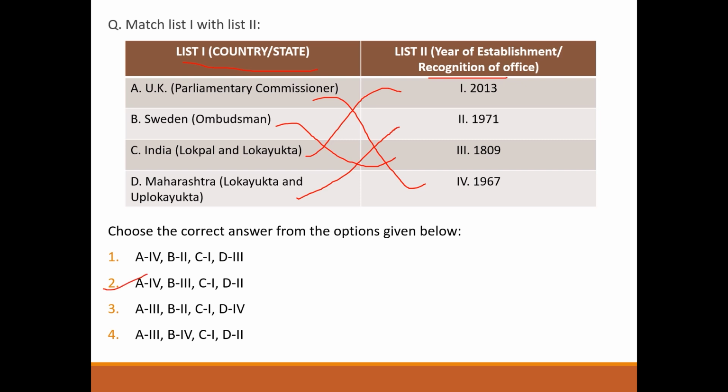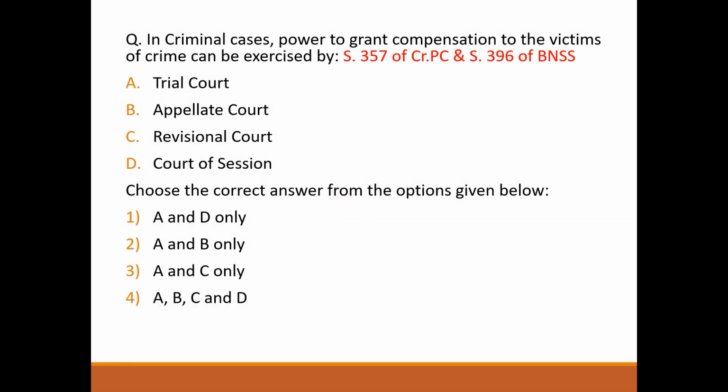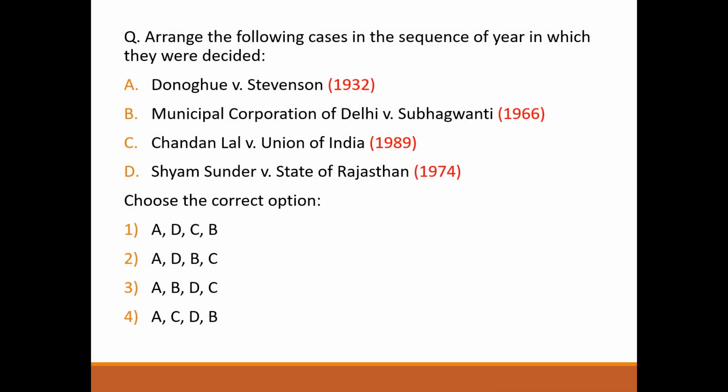Next question. In criminal cases, power to grant compensation to victim of the crime can be exercised by trial court, appellate court, revisional court, court of session. So answer will be option number 4. Next question. Arrange the following cases in the sequence of year in which they were decided. Donoghue vs. Stevenson, 1932. Municipal Corporation of Delhi vs. Subhagwanti, 1966. Chandralal vs. Union of India, 1989. Shyam Sundar vs. State of Rajasthan, 1974. So answer will be option number 3.